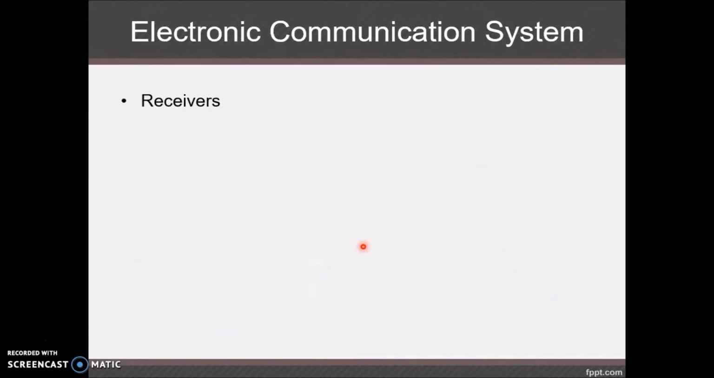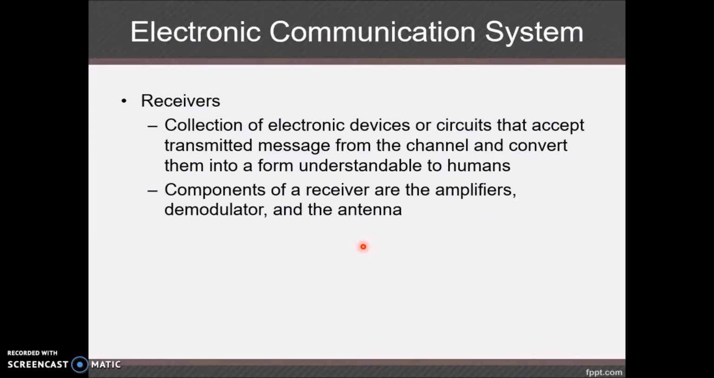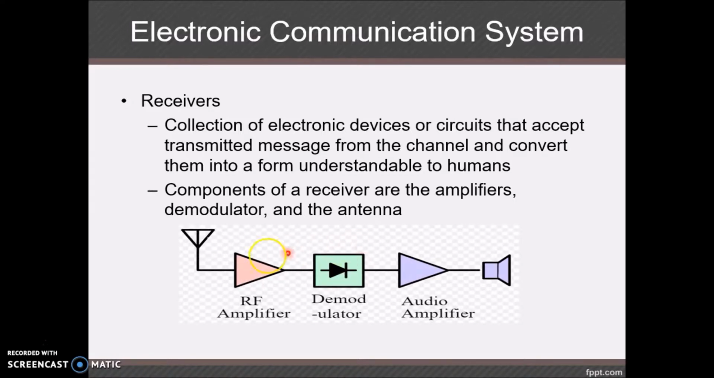And last but not the least of the electronic communication system are the receivers. Receivers are a collection of electronic devices or circuits that accept the transmitted message from the channel and convert them into a form understandable to the human being. The components of a receiver are the amplifiers, the demodulator, and also the antenna, which is described as earlier. So this will be an antenna, the RF amplifier, then the demodulator, and the audio amplifier. And you can connect here either a speaker or anything that you can use to hear something, such as an earphone jack or whatever.